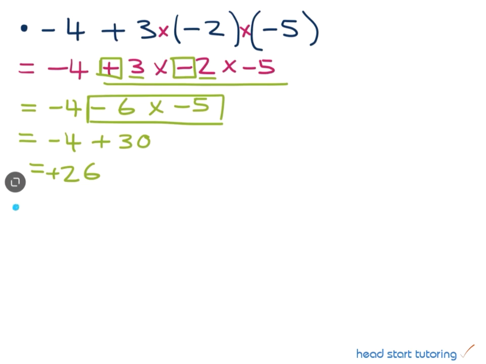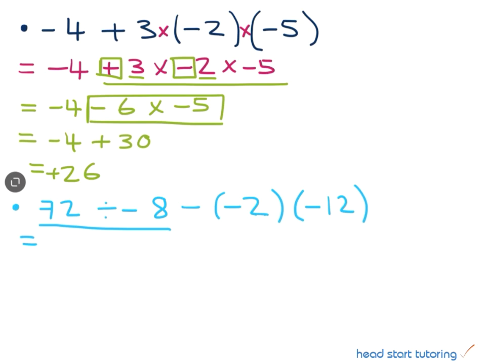Right, let's have a look at another example. 72 divided by negative 8 minus negative 2 and multiplied by negative 12. Right, so again, we must remember that BODMAS still applies. So we have got 72 divided by negative 8. Remember that that is a positive 72 divided by negative 8. So let's do that first.